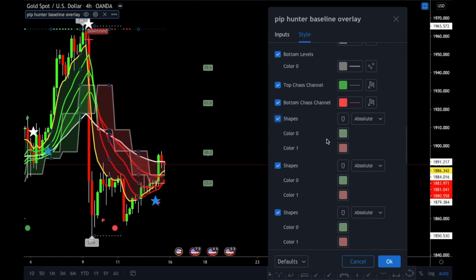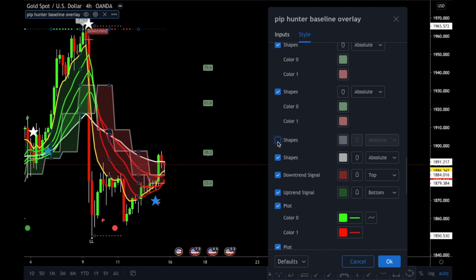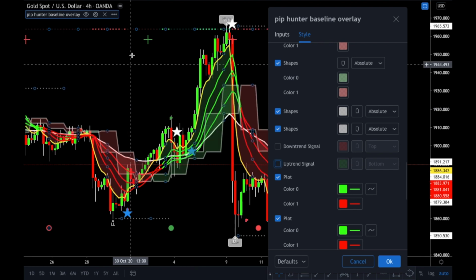This is if you wanted to change your Fibonacci, if you wanted to switch it off. That's what this does. This right here is just for the high and the low of the Fibonacci, as you can see. And this is for the uptrend, downtrend signals right here. So you see the uptrend, downtrend signals that were there before.